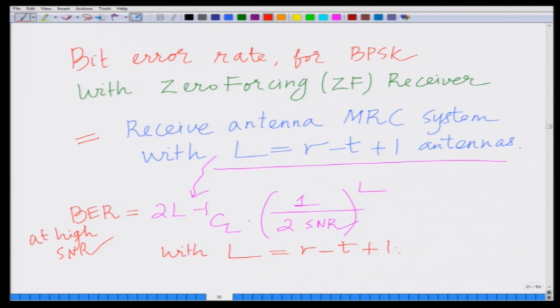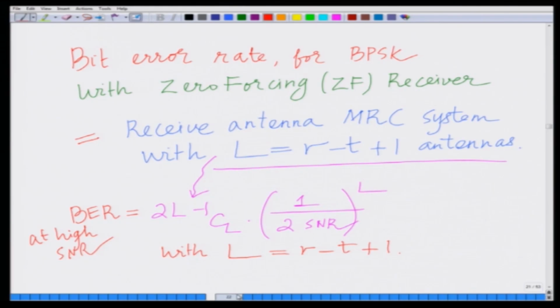So, what this is saying is something very interesting. All we have to do is look at the maximum ratio combining system, set L equals R minus T plus 1 in that formula, and that gives the bit error rate of this MIMO wireless communication system with zero forcing. Alright. To understand this better, let us look at a simple example.